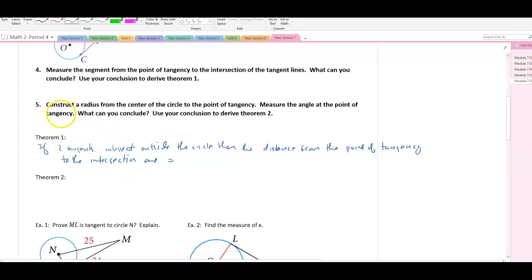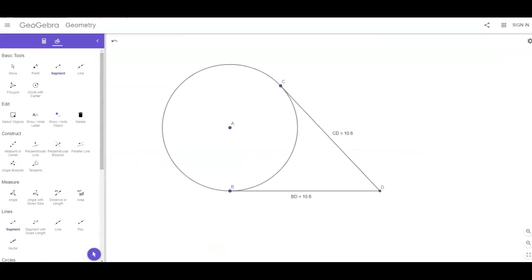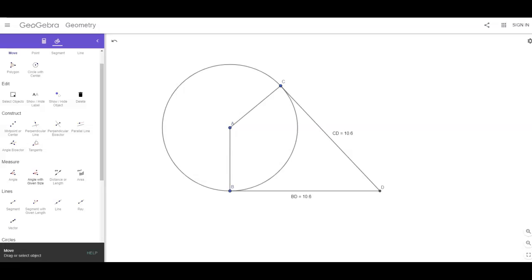Now the next part, they want us to draw a radius from the center to the point of tangency. So if I go up here and I construct a radius from the center to the point of tangency, what do we notice here? Well, we know all radii are congruent. So even if I draw this in, I know radii are congruent. That has nothing to do with this. But what's interesting is, right, if I go ahead and measure this angle, what do I notice? That's 90 degrees. And if I look here, that is 90 degrees.